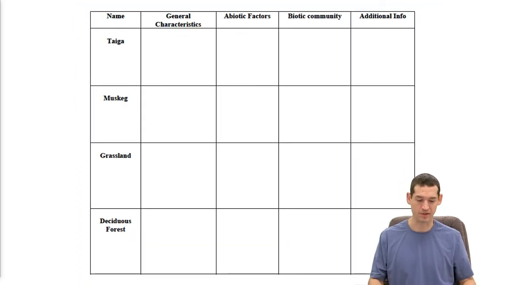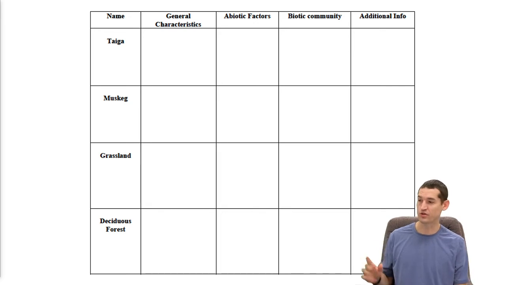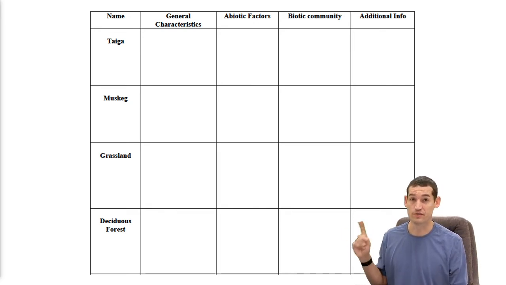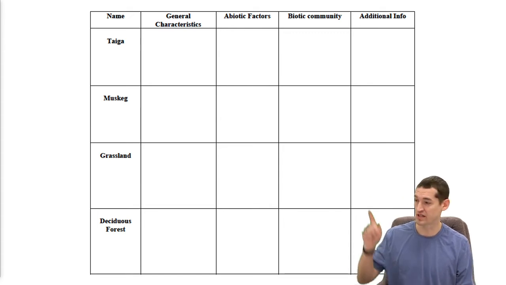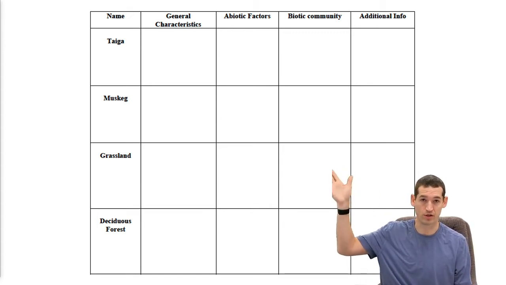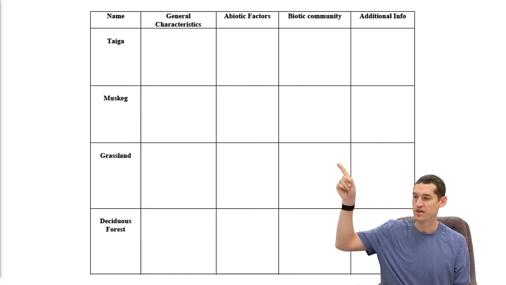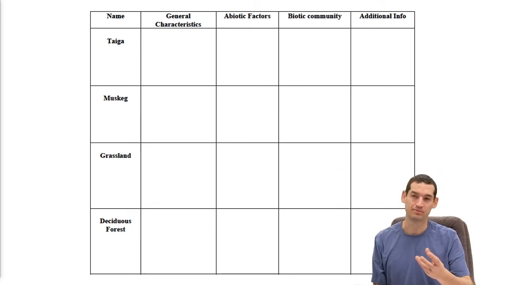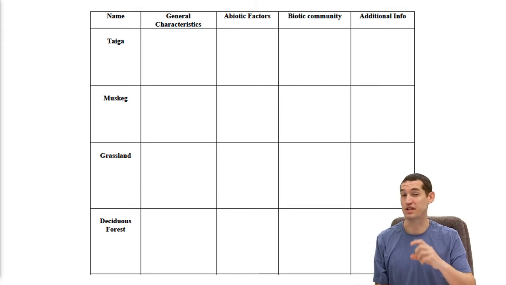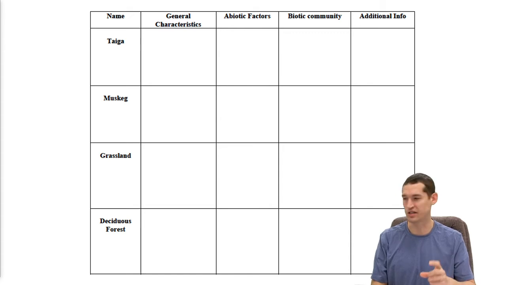So here's your assignment. In your notes on page 4, you've got this table. You need to fill this table out. So for each of these sections, we've got the taiga, which, we talked about, is a large portion of Canada. The muskeg is actually kind of a subset, a smaller ecosystem within the taiga in certain conditions, in certain places that you need to know about.